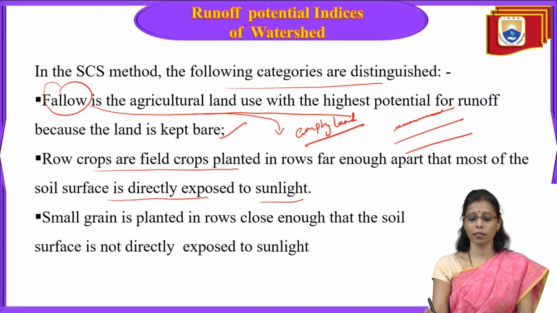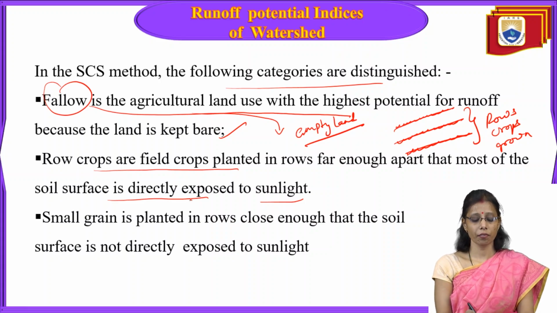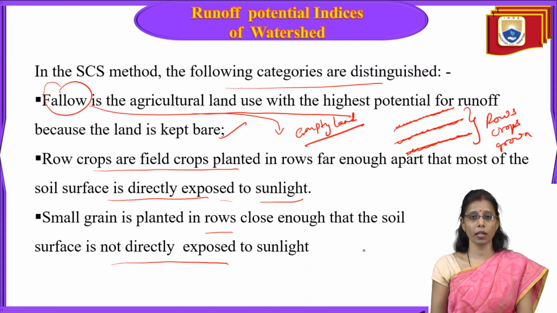So this will be grown like this in one row. This will be grown in the other row, third row. This type of rows are there. So in this row, the crops will be grown, planted in the rows far enough apart that most of the soil surface is directly exposed to the sunlight. Now small grain is planted in the rows close enough that the soil surface is not directly exposed to the sunlight. So these are the conditions in the land use and land cover.